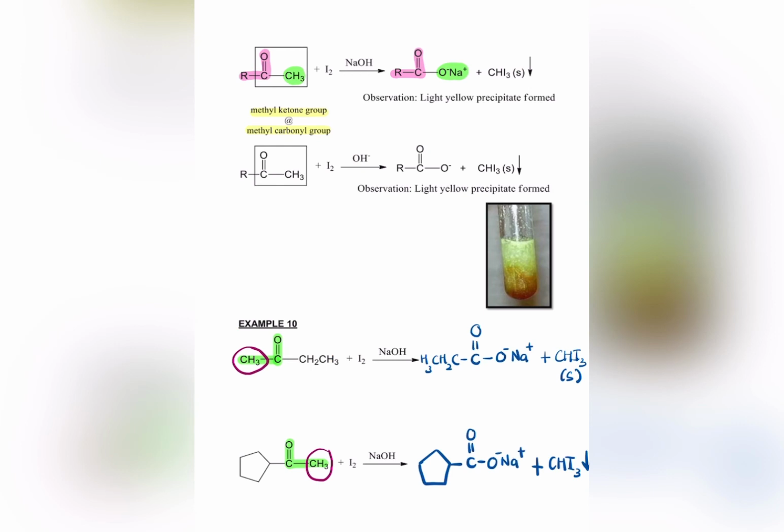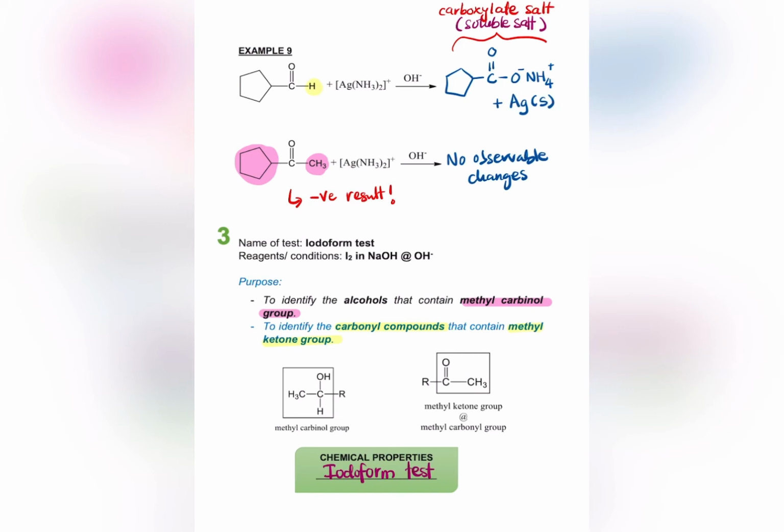I hope all of you now understand how to write the chemical equation for the iodoform test, and please remember the difference between the chapters: in this chapter you use the methyl ketone group or methyl carbonyl group, but in the previous chapter you used the methyl carbinol group, and both of them can show a positive result for the iodoform test. This is very important for you to know how to identify these special groups.